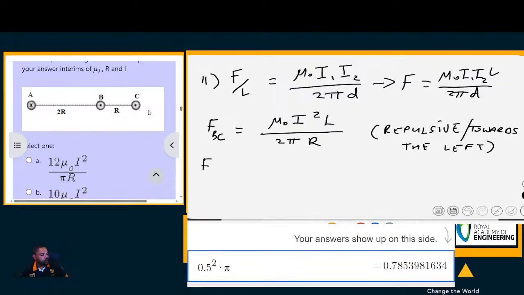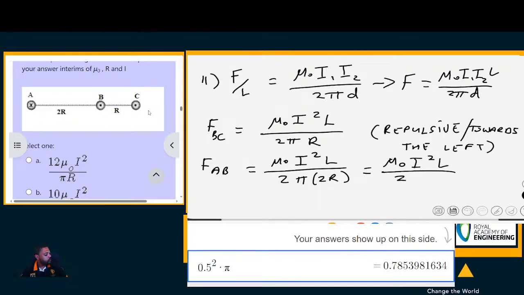Now the force between A and B, remember we want the net force on B. The force between A and B is still mu naught, the currents are all I so it's still I squared, the length is there, over 2 pi. Basically, the only thing that's changing is the distance between them. The distance between B and A is 2R. Therefore, the force is mu naught I squared L over 4 pi R.